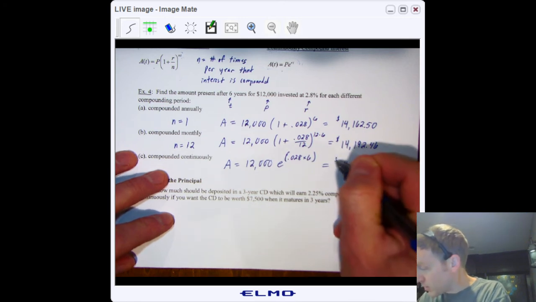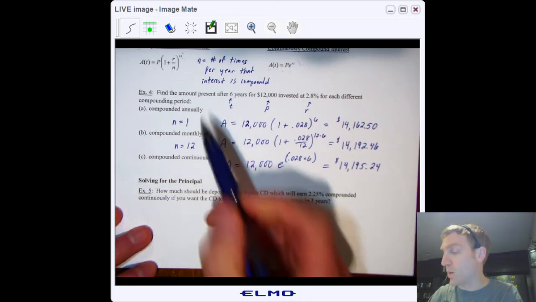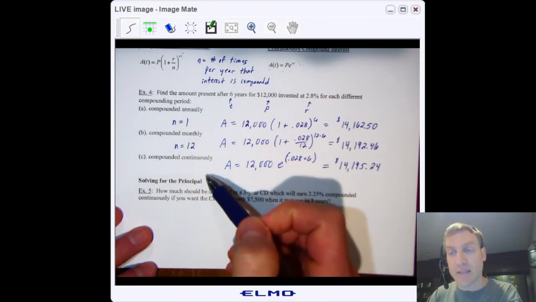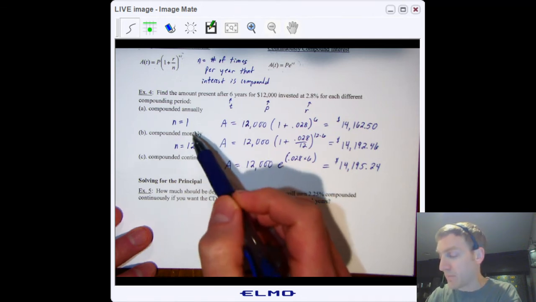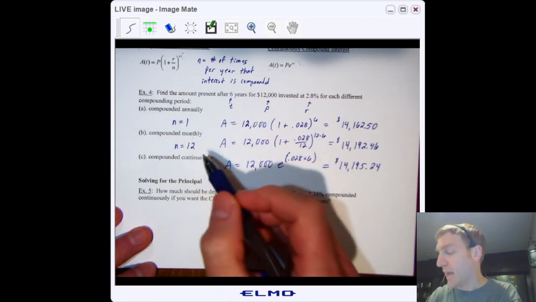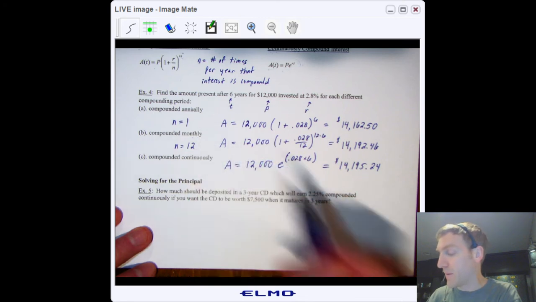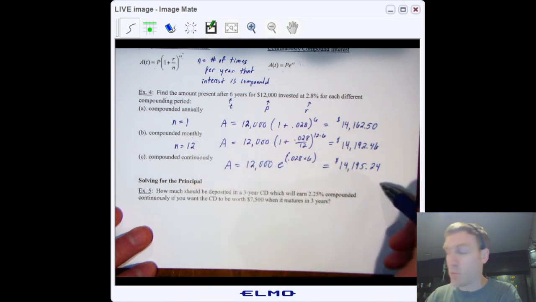$14,195.24. So if your guess was the more often the interest compounds, the more money you will have in the end, then yes, you were correct. Compounding monthly gives you more money than annually, and compounding continuously gives you more money than compounding monthly. But if you notice, it's not a lot more, right?